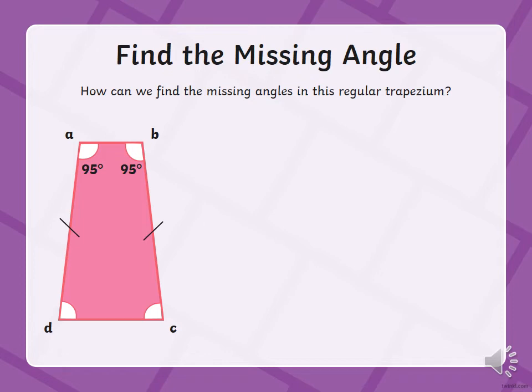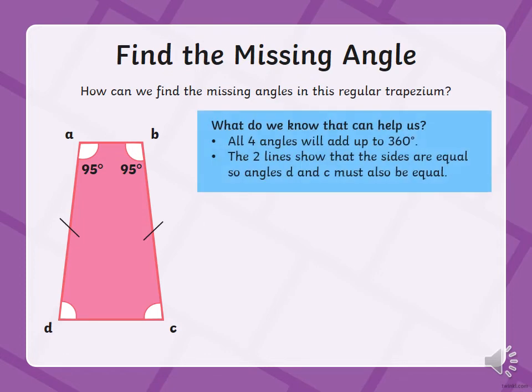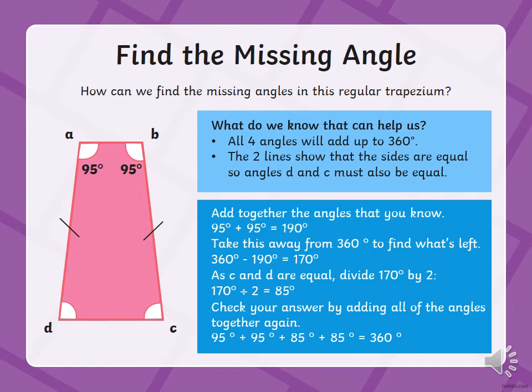Regular trapezium. All four angles will add up to 360. Two lines show that the sides are equal, so angles D and C must also be equal. Add together the angles. Take this away from 360. As C and D are equal, divide 170 by 2.